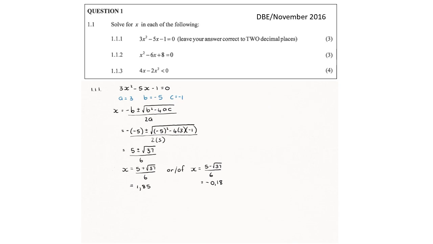Now this question counted 3 marks. You get 1 mark for the correct substitution, 1 mark for the first answer, and 1 mark for the second answer. Let's look at the second question, 1.1.2.